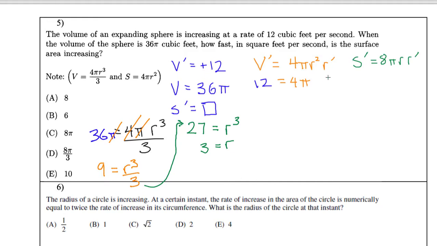Interesting. So we're going to have an equation that gives us an r prime now, right? So r is 3, so this is going to be up here, 3 quantity squared r prime. The only unknown now is r prime, and once we figure out r prime, we'll have r prime and r, so we can find s prime.